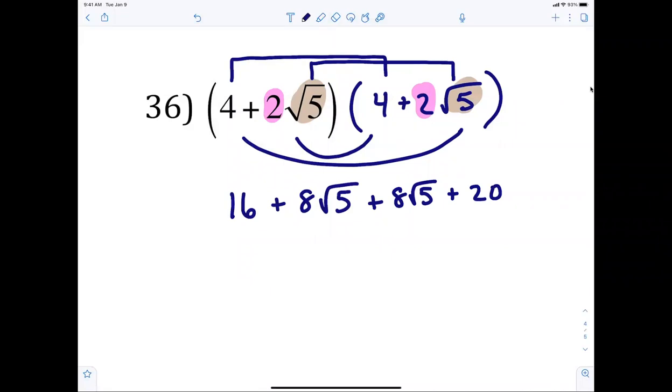36 plus 16. And now again, we're just adding like terms. So you're adding the numbers together and you're adding the radicals. Anybody have any issues? Pretty easy. All right. Here we go.